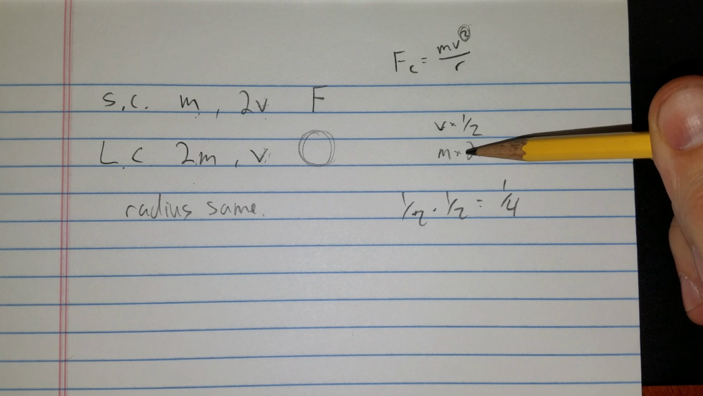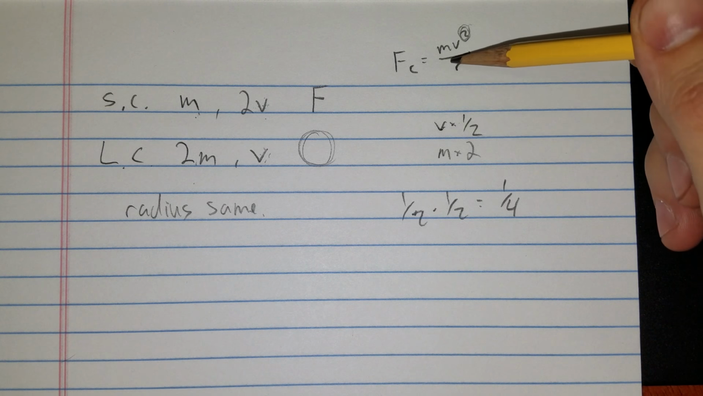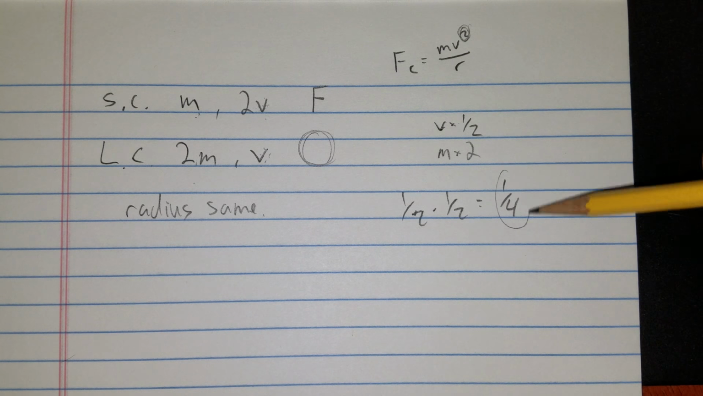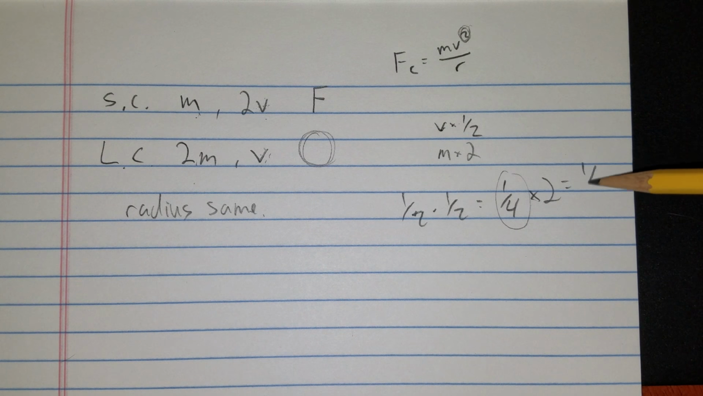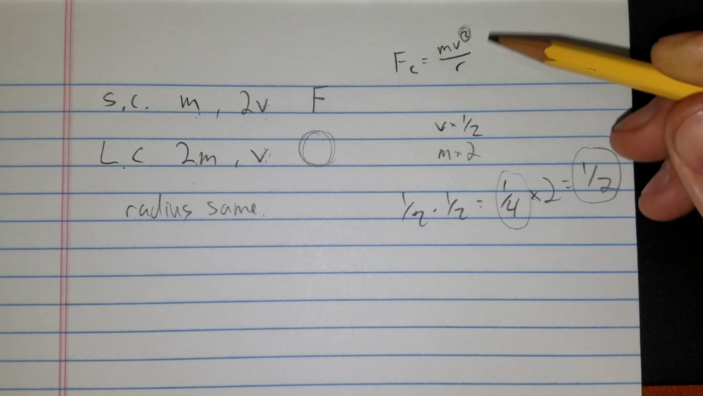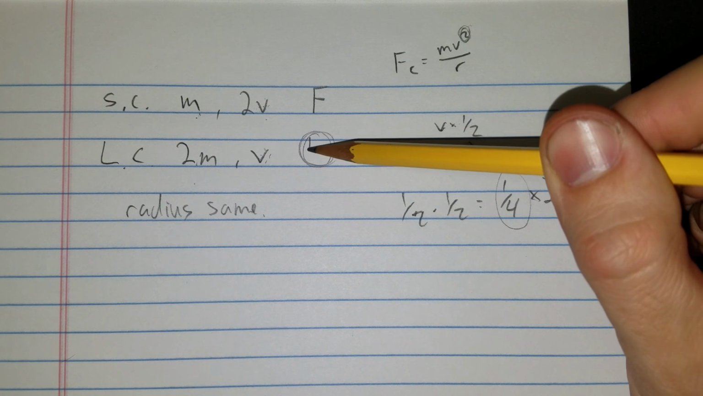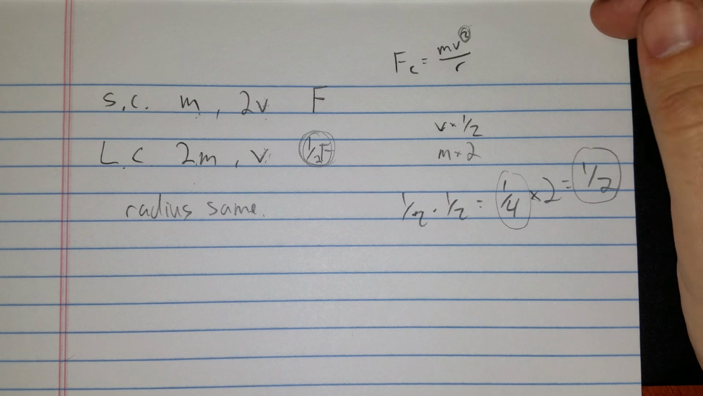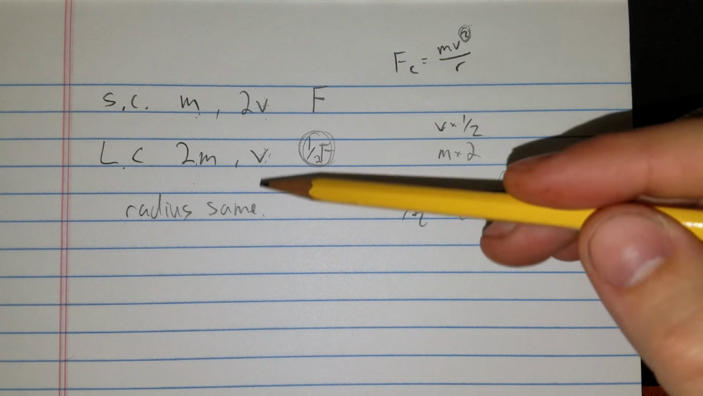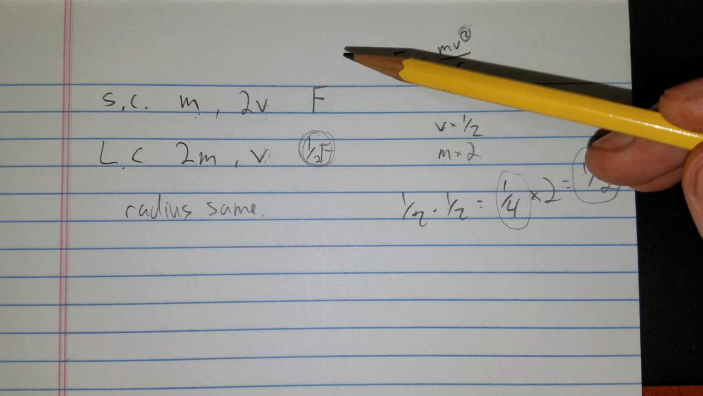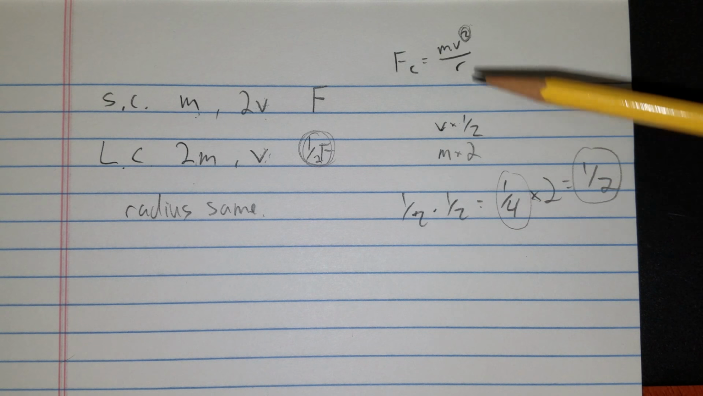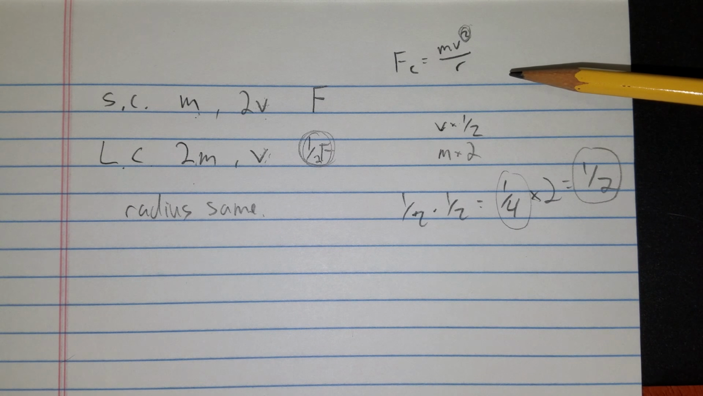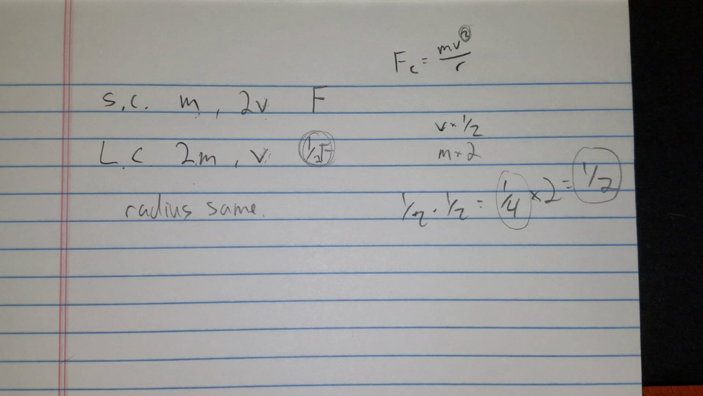But we also have to consider the fact that the mass did change. The mass was doubled. So we take that 1/4 times 2, and we get 1/2, which tells us that the force then required for the larger car is going to be 1/2 of the original force F. Again, this is a really good problem because it shows us just how these relationships can change the quantities that we're looking for.